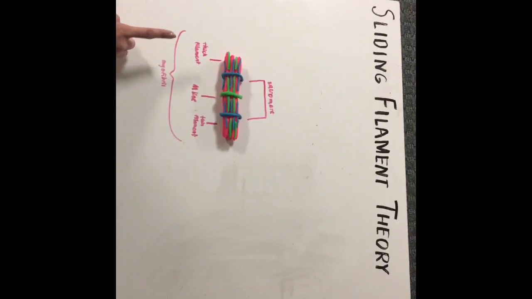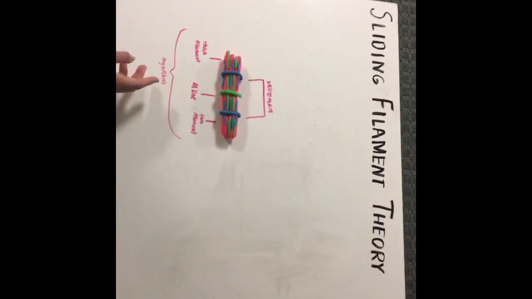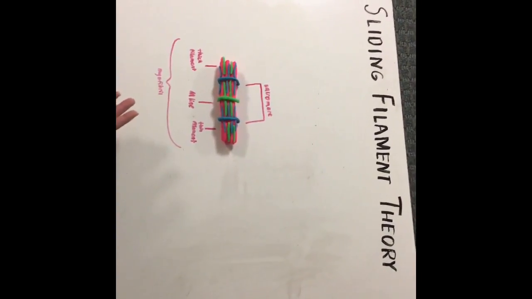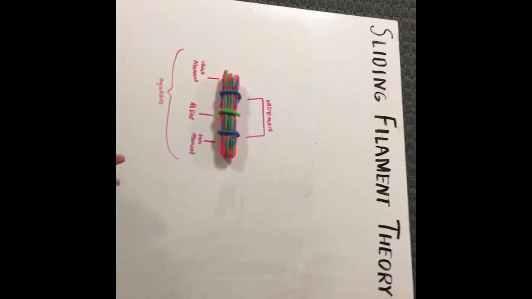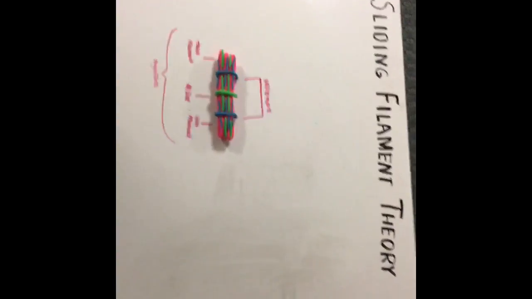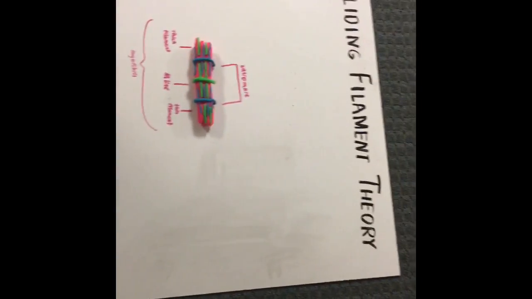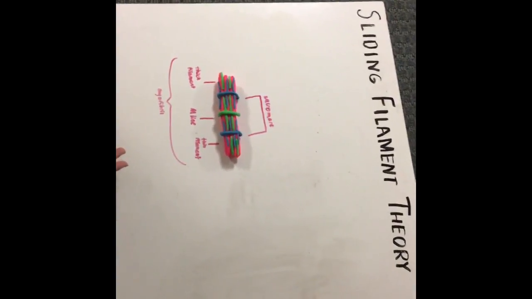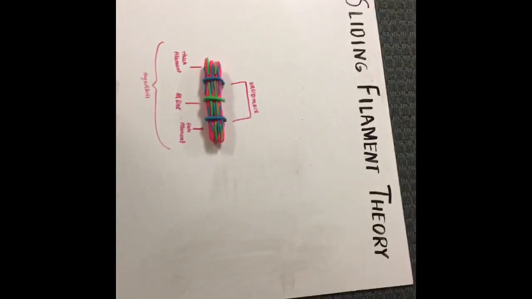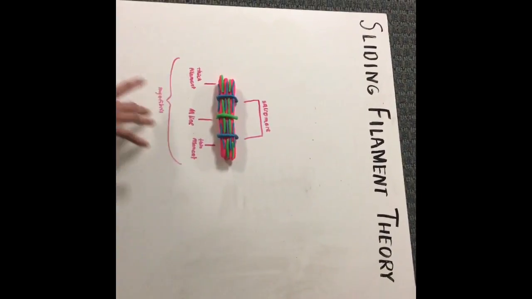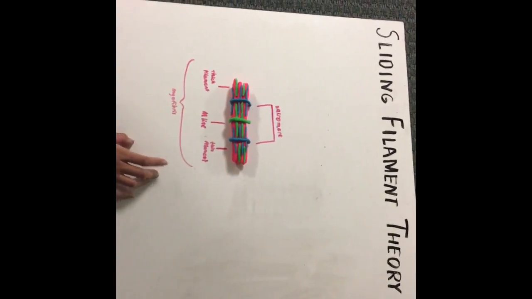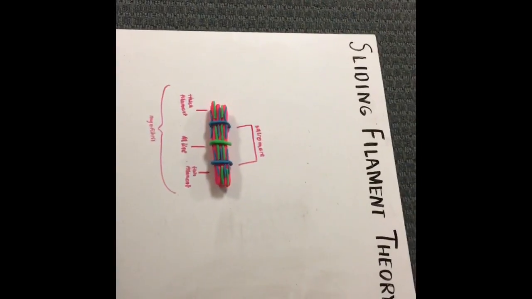These molecules also have heads called cross bridges between actin and myosin that also contain ATP binding sites and ATPase enzymes. And these enzymes are also used within the sliding filament theory to represent or demonstrate the relaxation and the contraction of muscles.